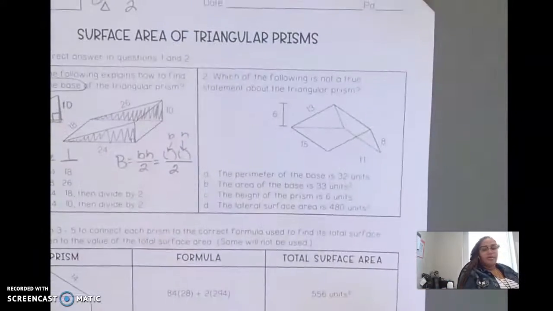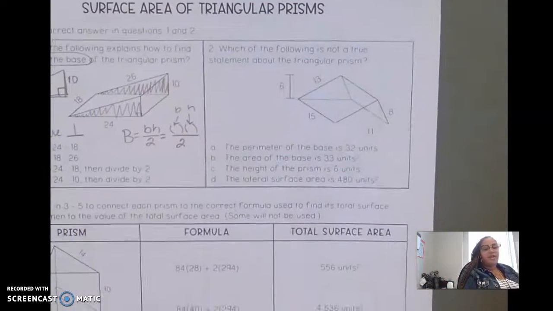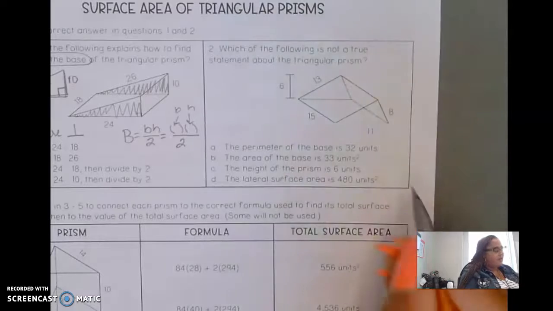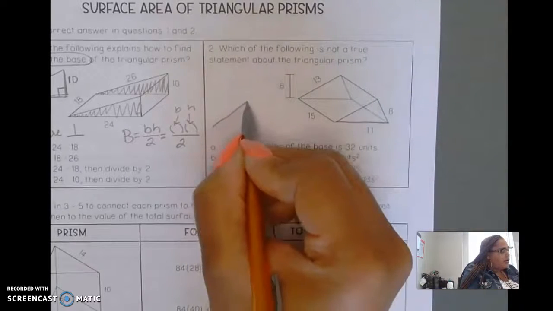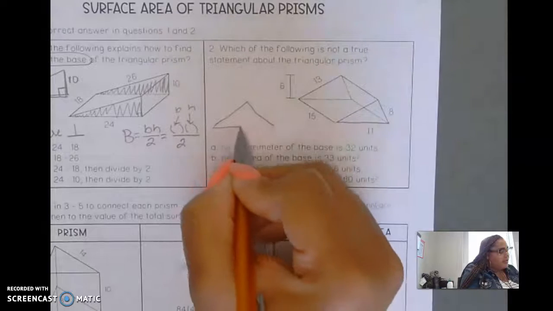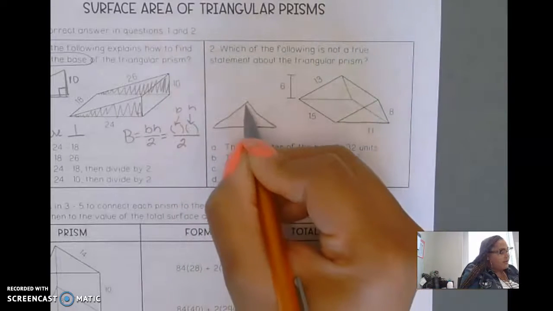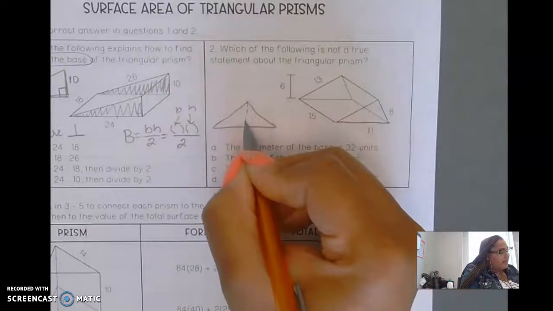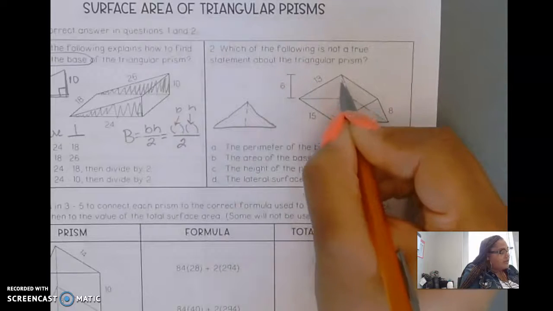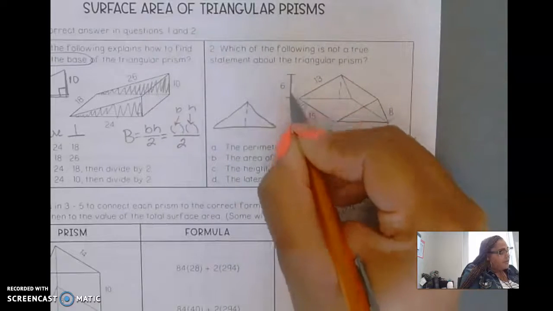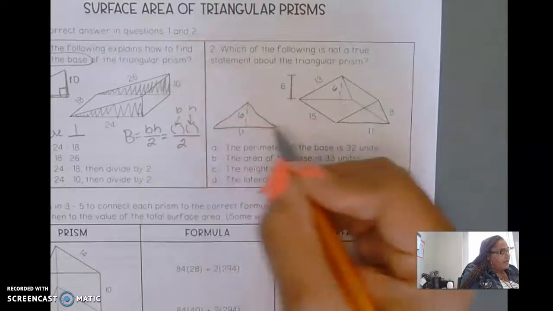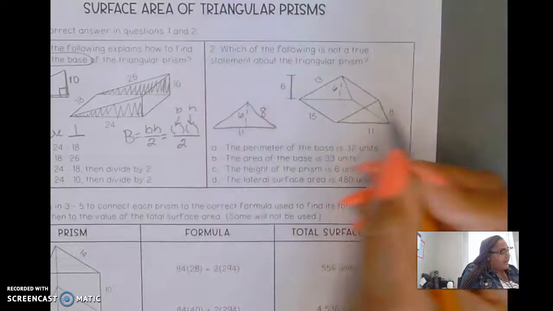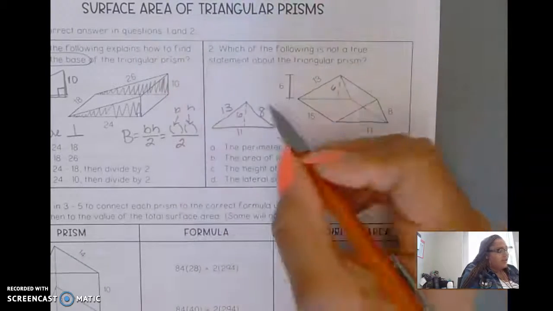For number 2, which of the following is not a true statement about the triangular prism? Again, draw your triangle. This is not a right triangle. And then it gives me my height of my triangle outside. So this right here is equal to this, which is 6. So I'm going to put a 6 here. 11 is down here. This slant is 8, and this slant is 13.